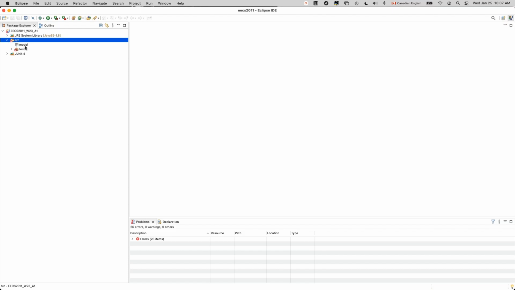Under the source, we got an empty model package. So anything you create needs to go into this model package. Anything that's outside the model package you created is not going to be graded. Okay, it's got to be the model. It's set very clearly in the instruction.